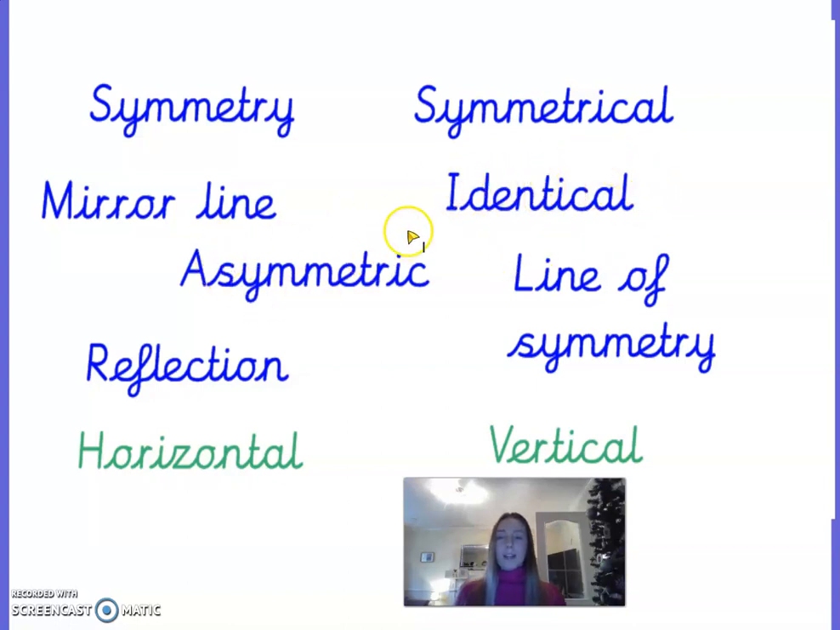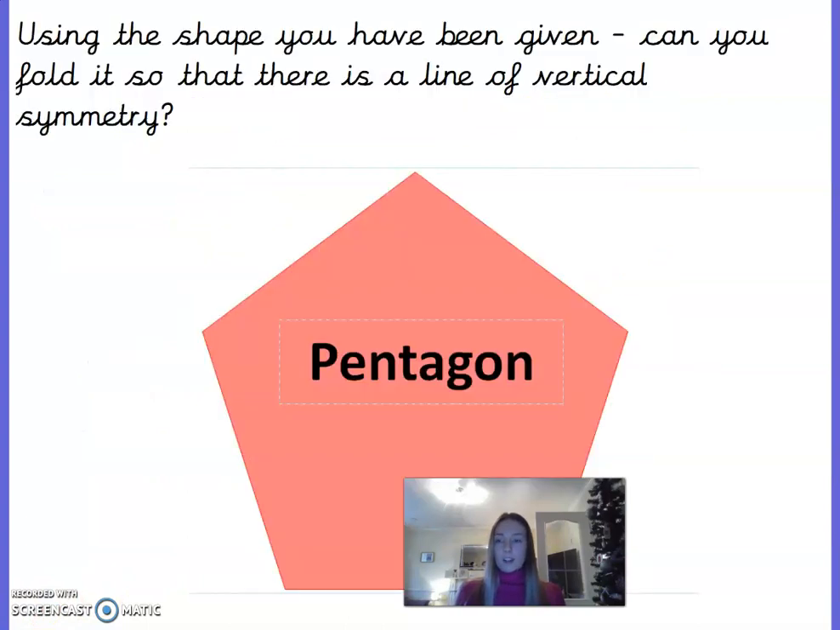So what do we think it might mean if something's asymmetric? What do we think that might mean? If we know that something is symmetrical, it's the same. If it's asymmetric, it means it's not the same. It's not symmetrical. So we're going to be looking at horizontal and vertical lines of symmetry. Now, in our daily overview, I did ask if you could print off or draw some 2D shapes that we looked at last week. So I'd like you to pick up one of those shapes. If you haven't had a chance to print them off or draw them, just pause this video and see if you can get hold of one on a piece of paper.